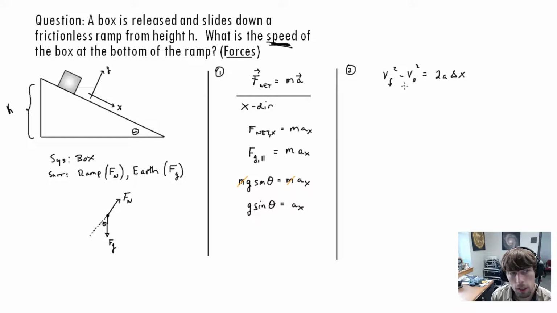Okay. Well, it's released, so I have some idea about the initial speed, namely that it's 0. So I have the final speed squared minus 0 equals 2 times the acceleration in the x direction. So I might as well plug that expression in, g sine of theta. And now I just need to get some idea about how far it slides down the ramp, say in this direction. Give you a second to come up with that.